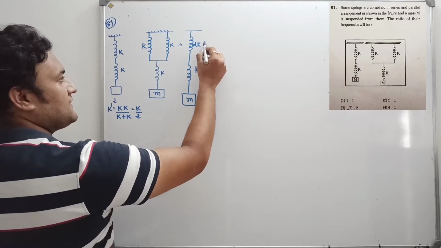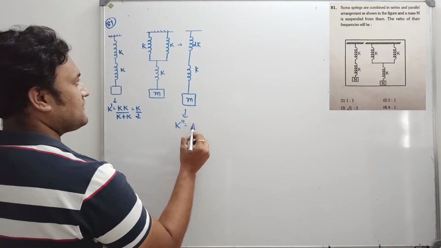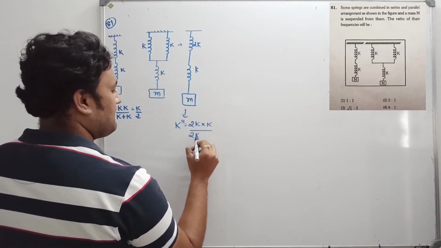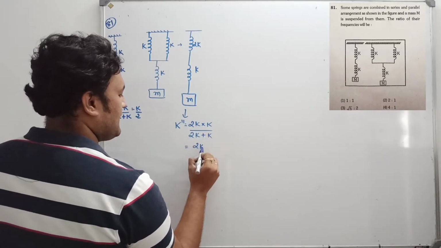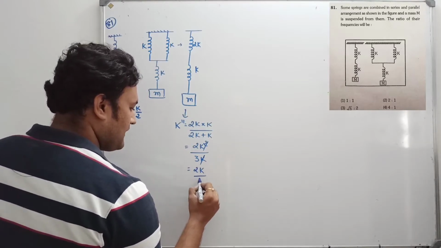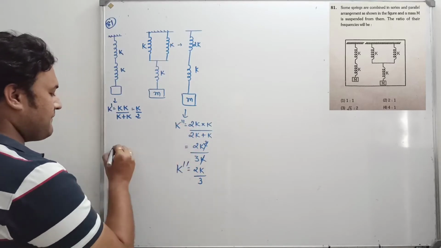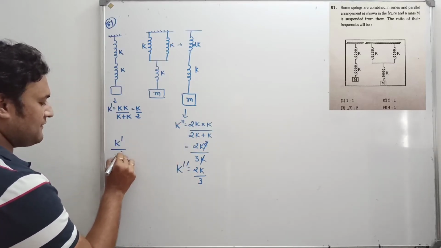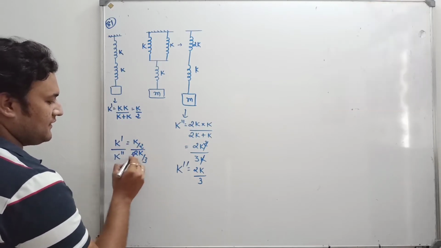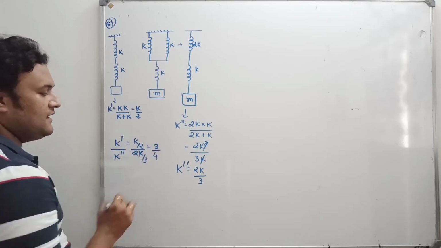Series connection: k double dash is equal to 2k into k divided by 2k plus k. So this is 2k square upon 3k. k cancels, so this is 2k by 3. This is k double dash. And now k dash upon k double dash: k by 2 divided by 2k by 3. So k cancels, 3 goes up. The answer will be 3 by 4.